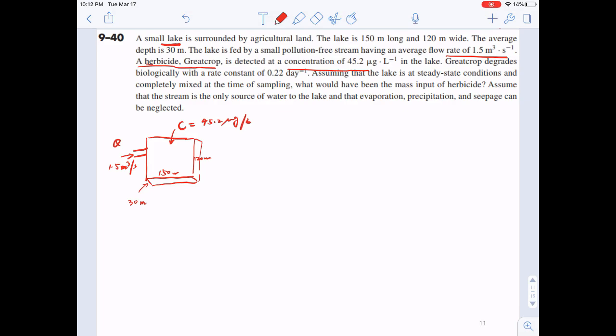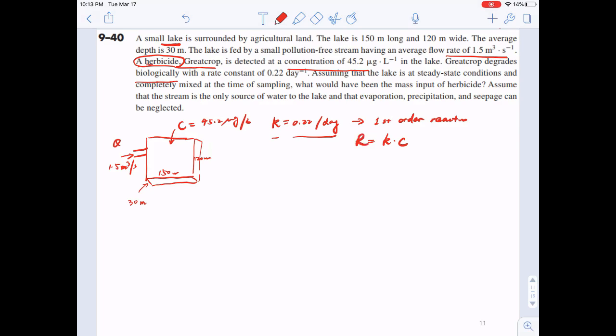Okay, and also I mentioned that this chemical can biologically degrade within the water, and it has a degrading constant of 0.22 per day. So with this unit here, you can see that if a rate constant has a unit of per day, it simply means that the rate is a first order reaction. Okay, so if we want to know the reaction rate, then that is just K multiplied by C. So this is the reaction rate of this chemical in the water.